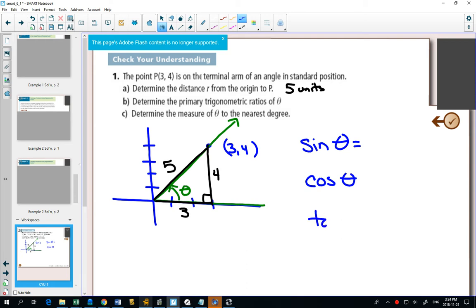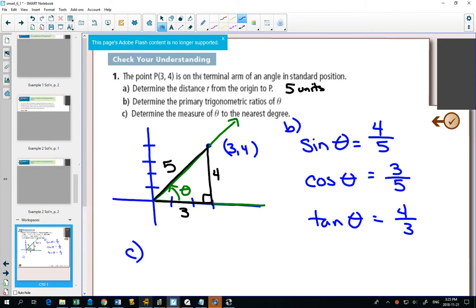Sine of theta, cos of theta, and tan of theta. We can just look at our triangle. Sine is opposite over hypotenuse, 4 over 5. Cos is adjacent over hypotenuse, and tan is opposite over adjacent. So those are the primary trig ratios for theta. And then part C says find angle theta. So this is part B here.